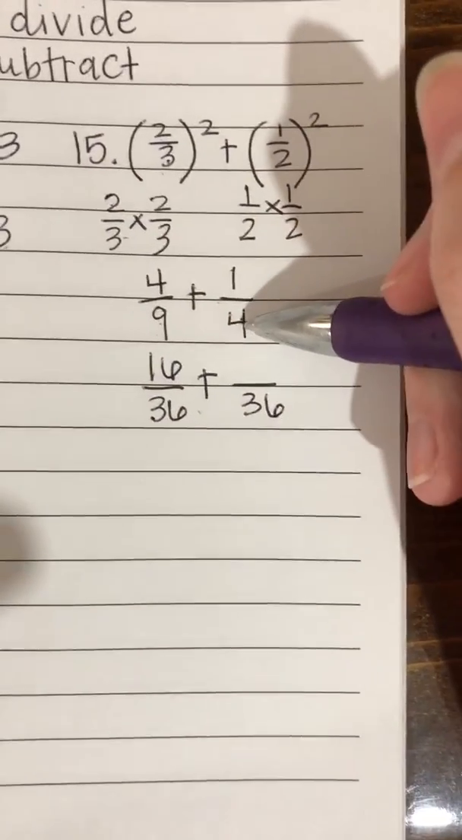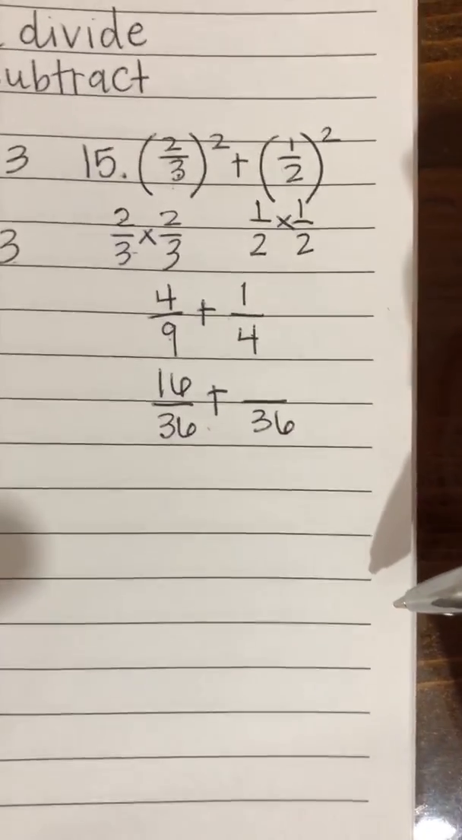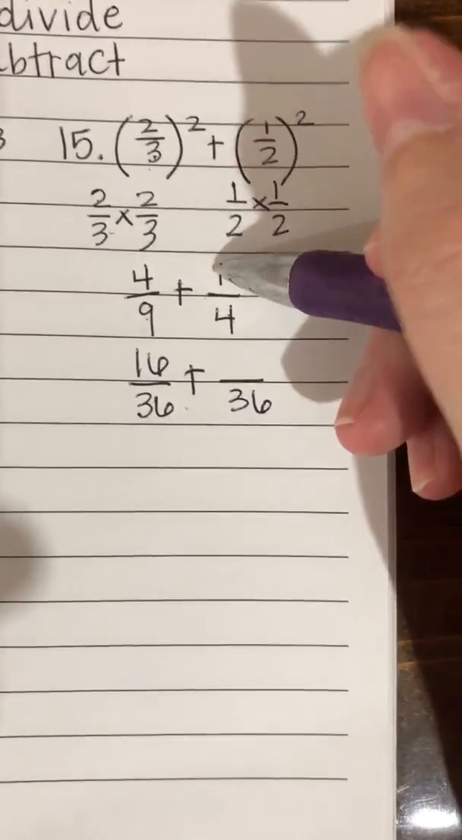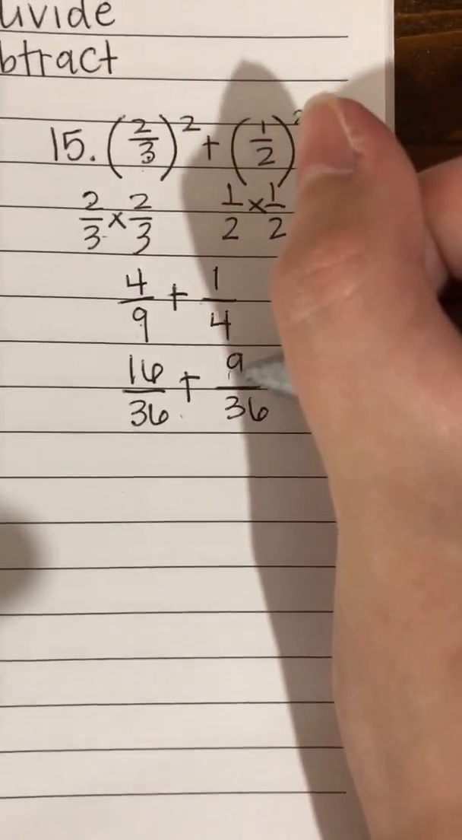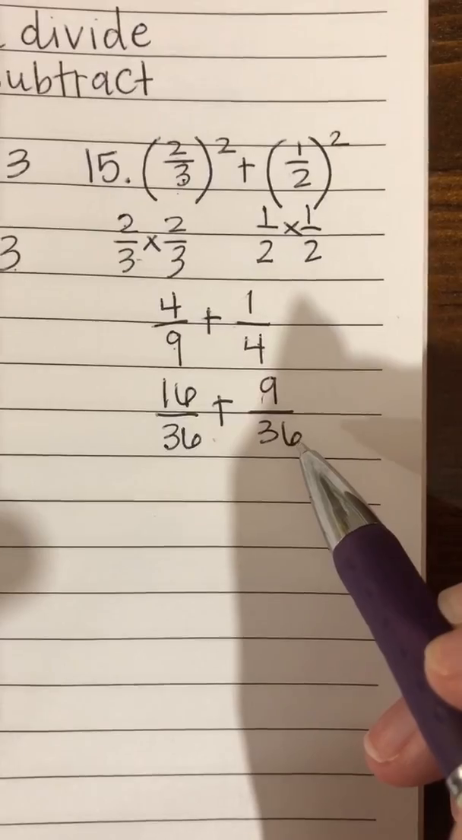Now, same thing over here. 4 times 9 is 36. If I do it to the bottom, I have to do it to the top. 1 times 9 is 9. Now I can add because I have the same denominator.